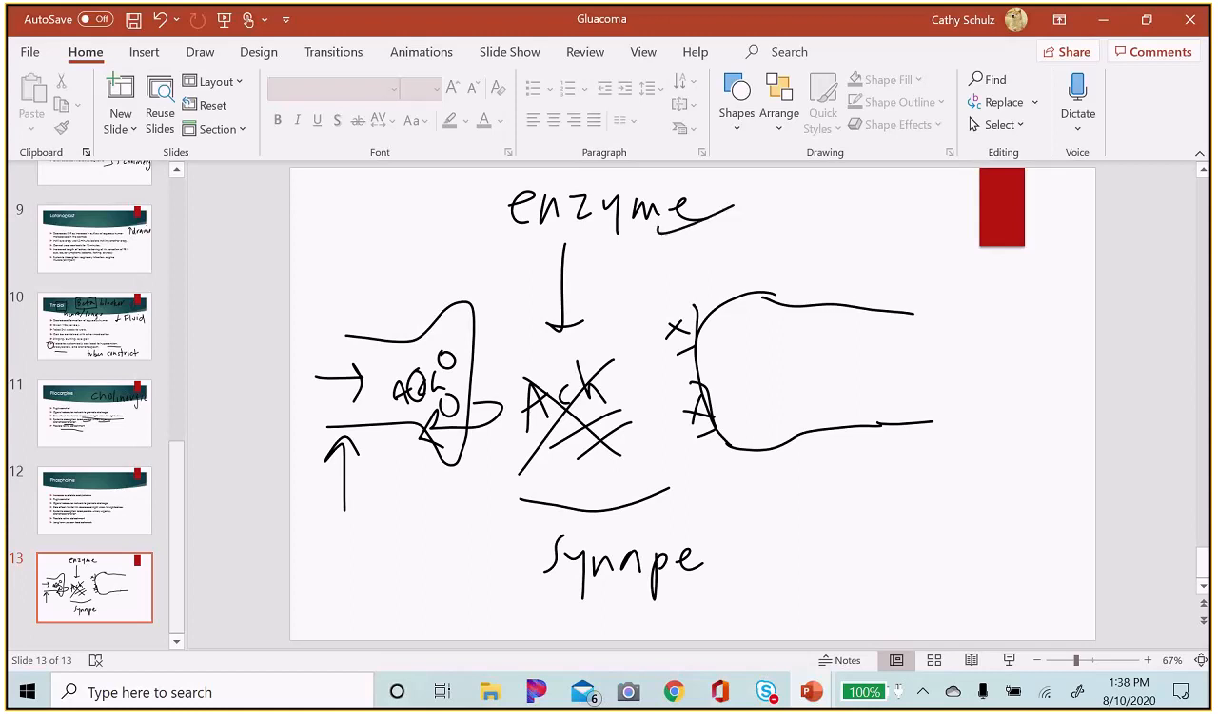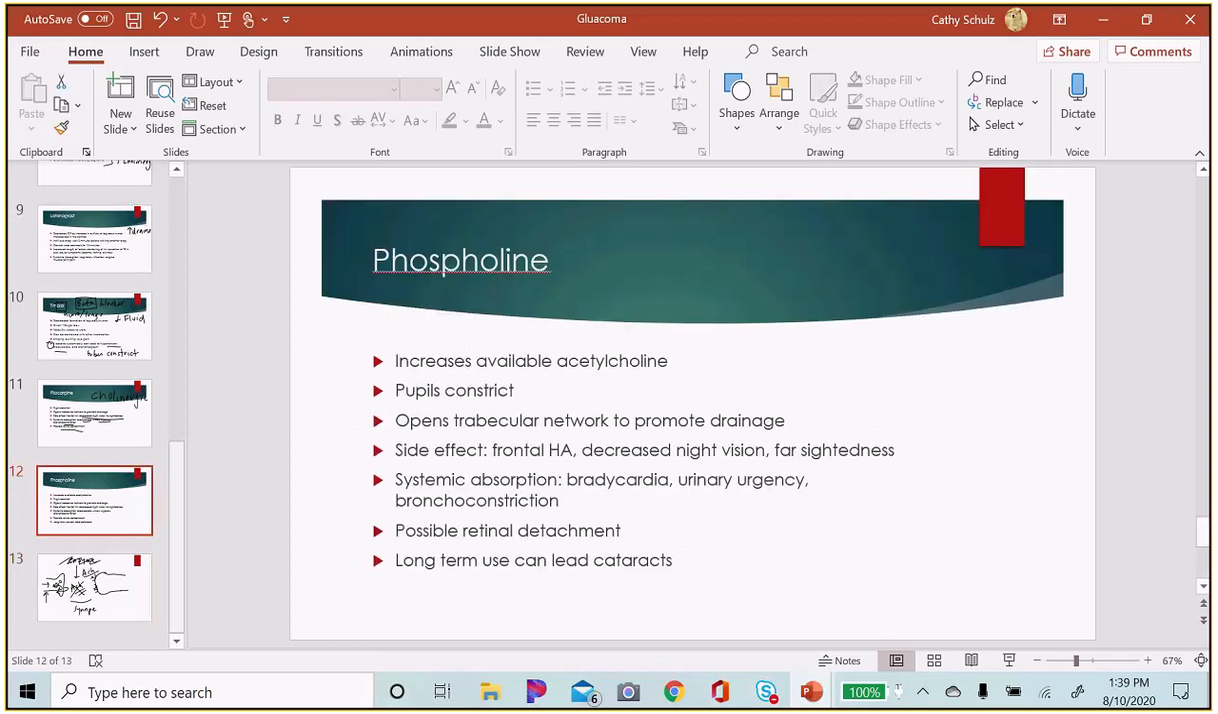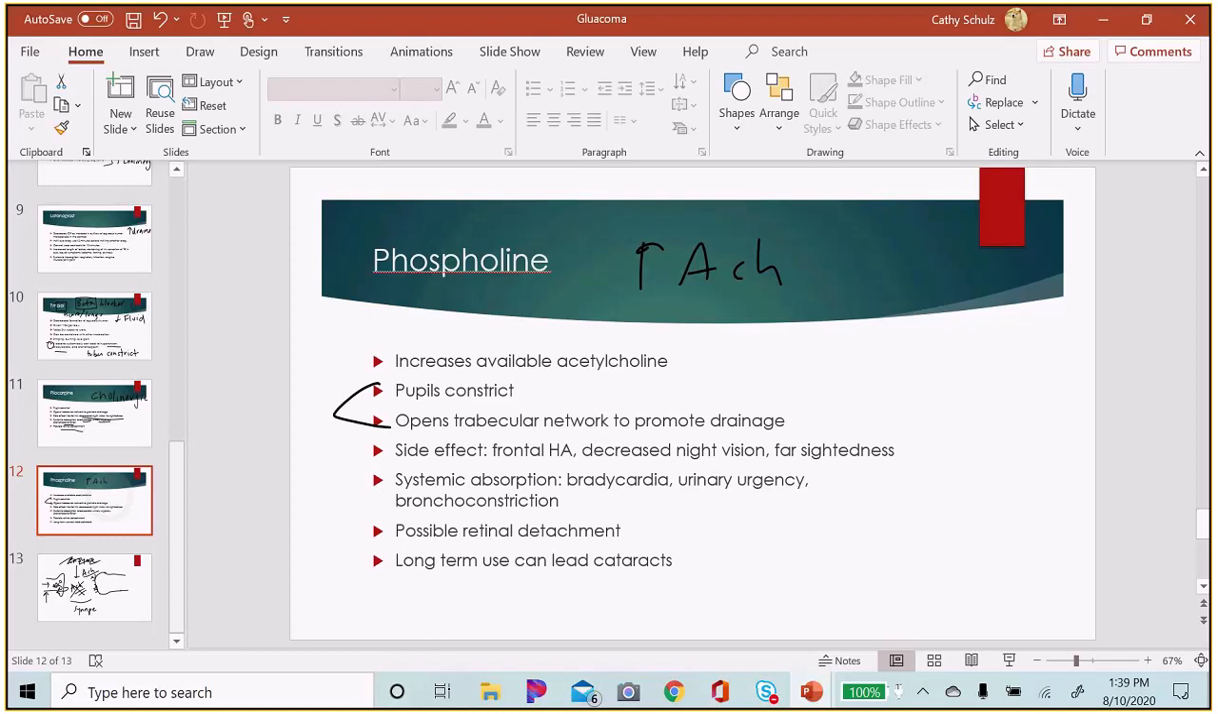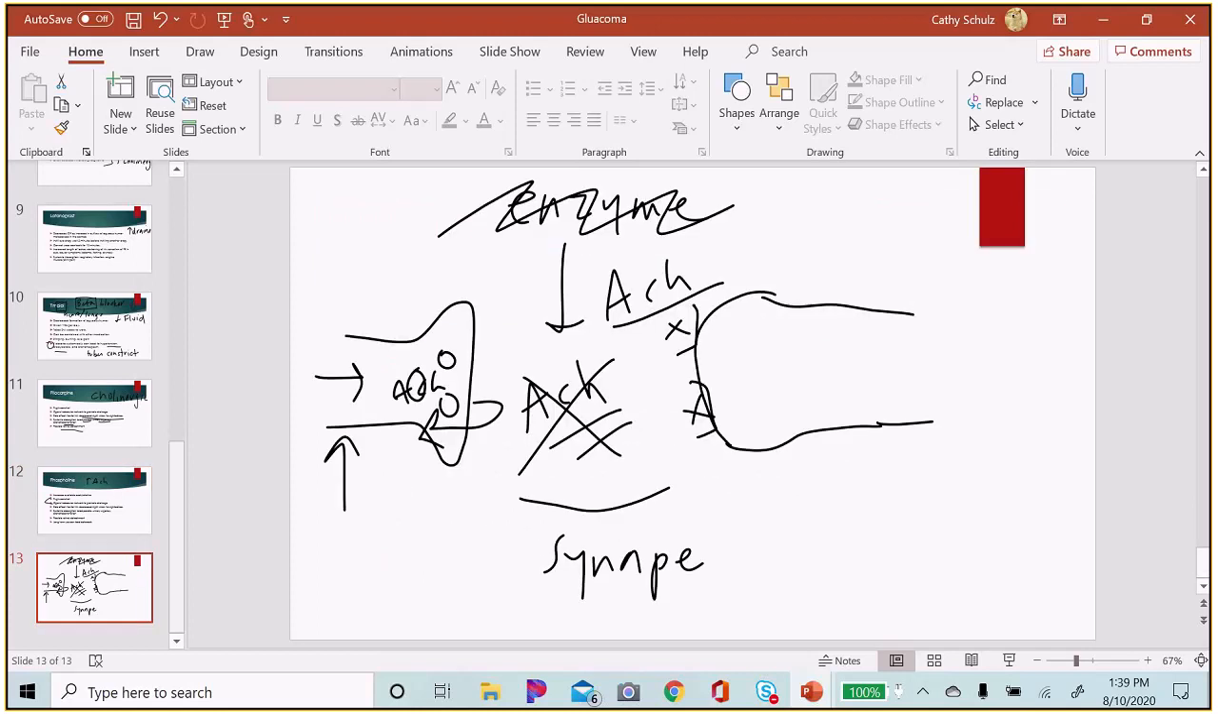If I block this enzyme, then there'll be more available acetylcholine in the synapse, and for this medication that means increased acetylcholine means pupil constriction. It's just another way, instead of activating cholinergic receptors, that we can increase pupil constriction. The other medication that we talked about that inhibits the enzyme cholinesterase or acetylcholinesterase worked in the skeletal muscle.